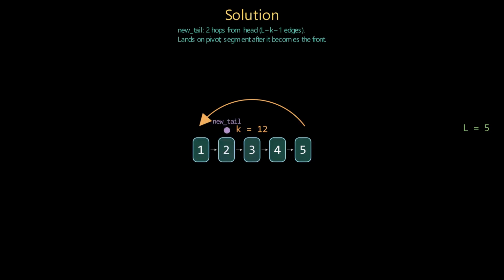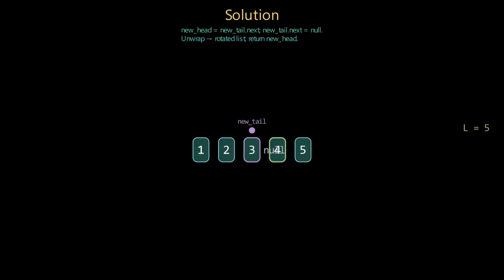Bring in a second pointer called new tail, starting at the head. Hop it forward exactly L minus k minus 1 times, in this example 2 hops, landing on node 3. That node is the pivot, everything after it will become the new front of the straight list. The answer head is new tail's next, node 4 here. Set new tail's next to null to break the ring, remove the wrap, and lay the values out as 4, 5, 1, 2, 3 with null at the end. Return that new head pointer.